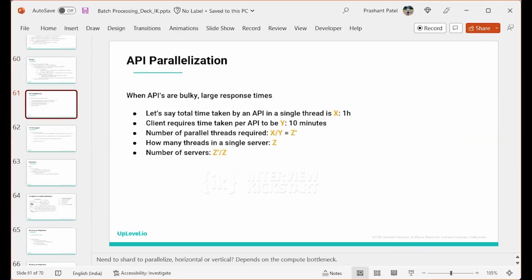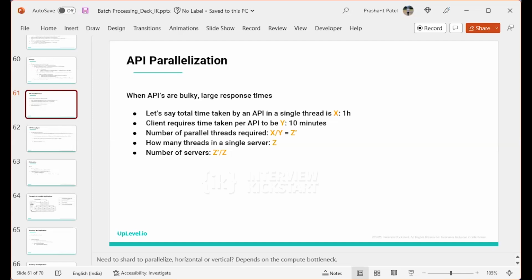API parallelization. So again, it would be similar to the throughput only, where you have a number of APIs, and given that one API would take some time, all the APIs would take the combination of that time. And what is the expectation? We have been given that the API should respond in some particular time. Let's say every API call should be responded to in like 50 milliseconds only.